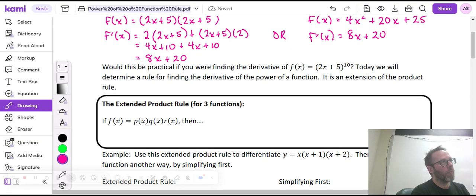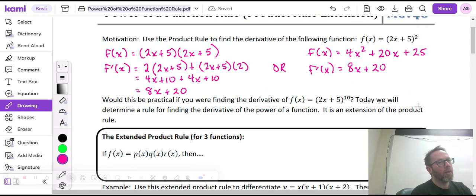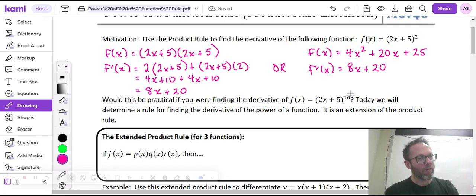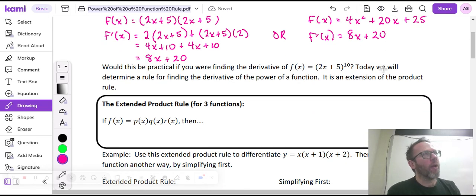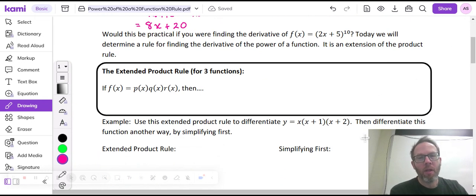It's technically possible using the second method here. You do have the skills to expand 2x plus 5 to the power of 10. It wouldn't be fun, but you guys could do it. It might take you 20 minutes, and you might make some mistakes on the way. I would make mistakes along the way. So can we develop a rule that will help us do any power function? And the answer is yes, because otherwise, what would be the point of what we're doing?